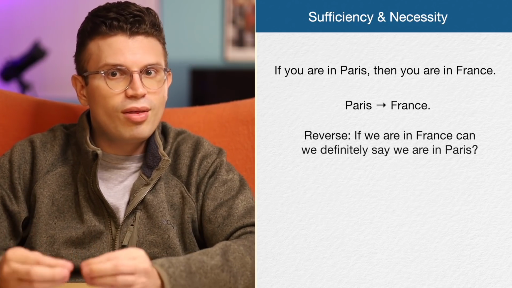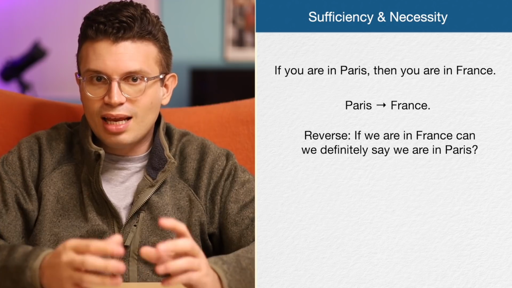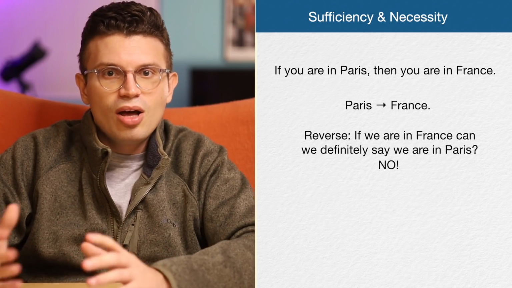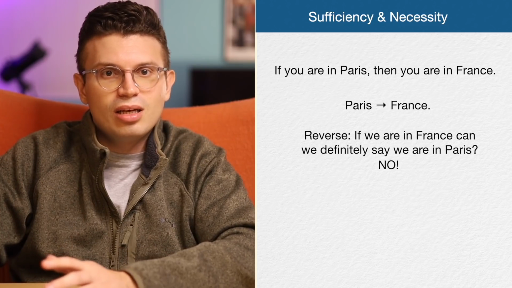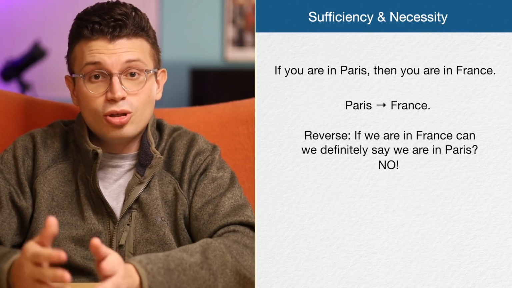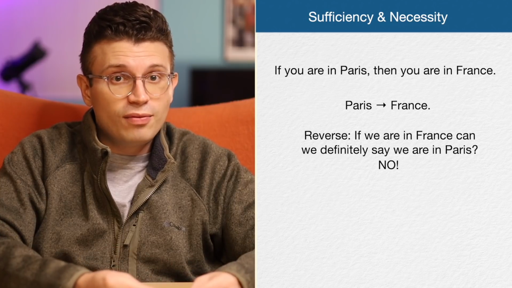Now go in reverse. Think about this logically. If we are in France, can we definitely say that I'm in Paris? No, we definitely can't. All right, that's not a certainty. There are tons of other cities in France. So that's why our arrows point from left to right, and it's not just some line. There's directionality here.